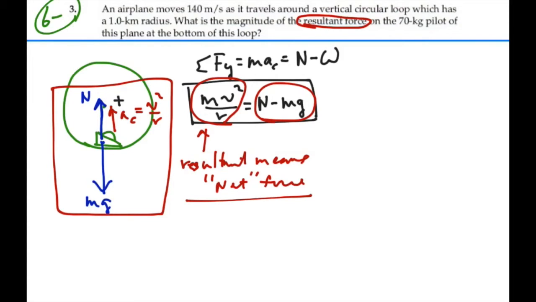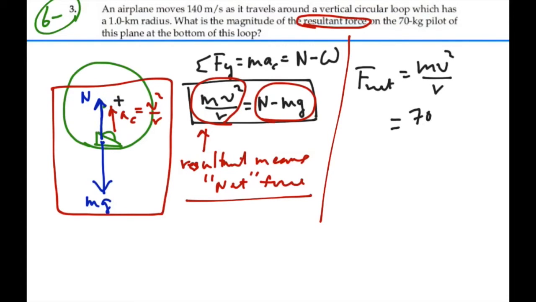So we just need to find the mv squared over r. Now that we got that settled, our net force will be mass times acceleration, according to Newton's second law. In this case, that's going to be 70 kilograms. The pilot is moving at 140 meters per second, so we'll square that. And the radius, this is the radius in the denominator, the radius is 1 kilometer, so that's going to be 1,000 meters. We want to switch everything to SI units.